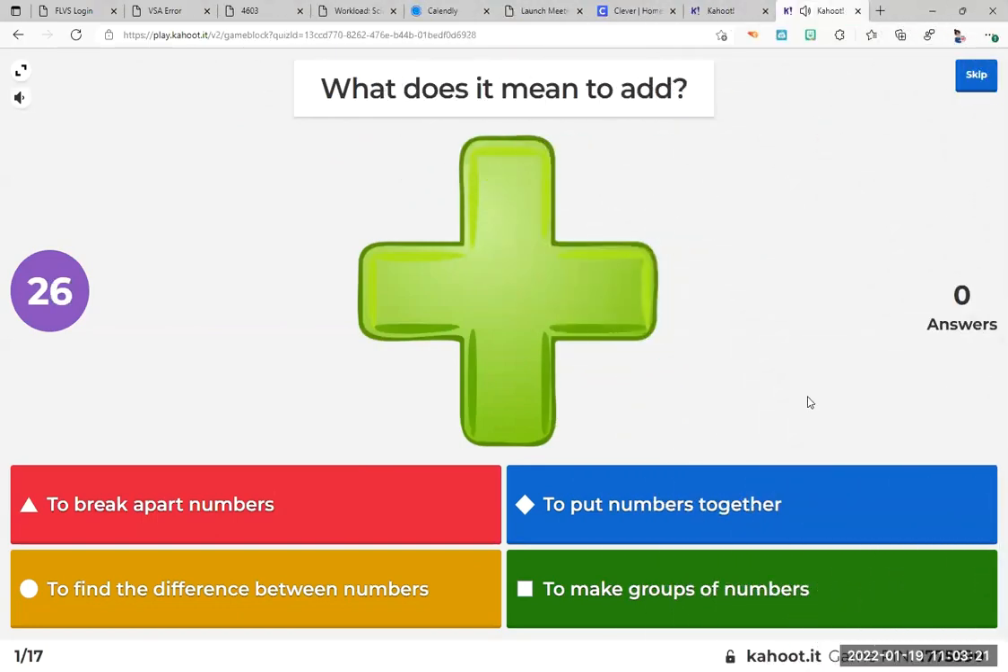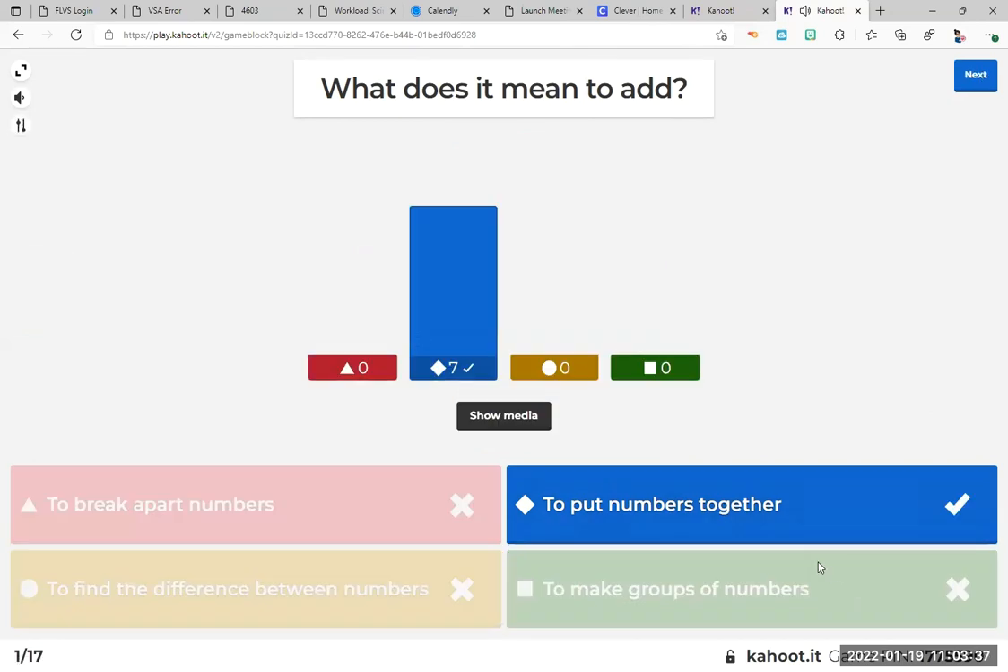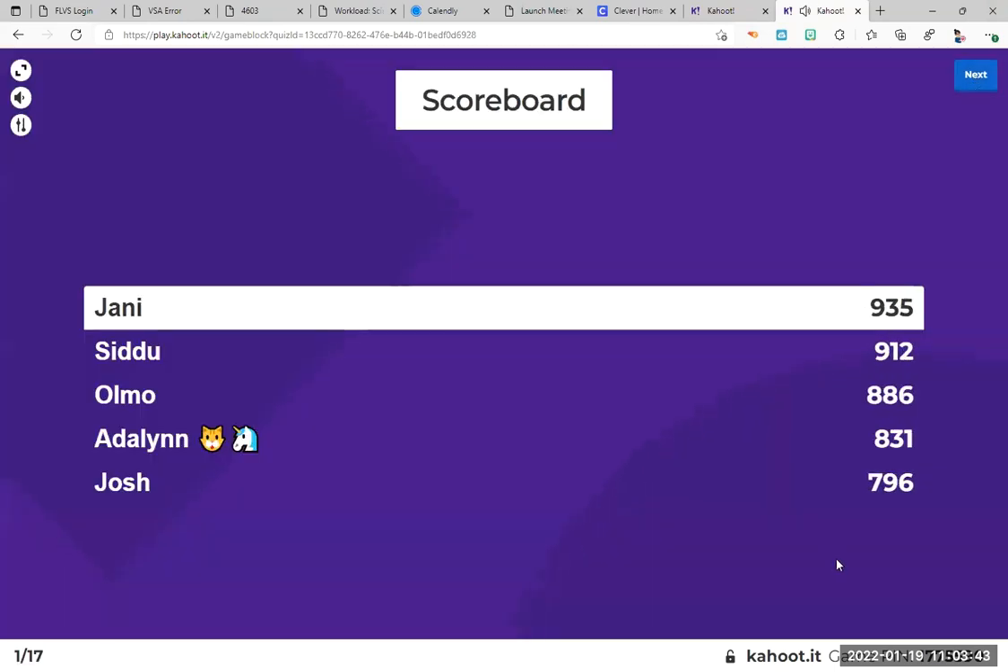To break apart numbers, to find the difference, to put numbers together, or to make groups of numbers? What does adding actually mean? Break apart, find the difference, put numbers together, or make groups. If you said put numbers together, you got it right. That's correct. Fabulous. You guys are your addition superheroes.